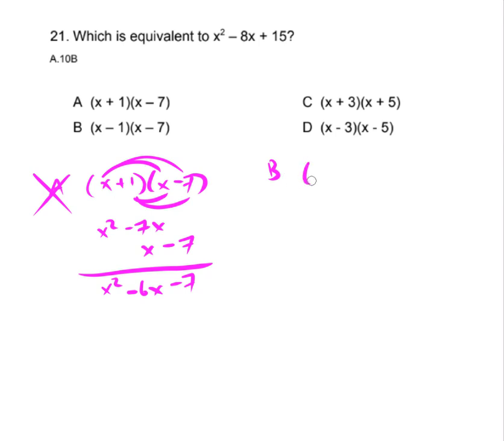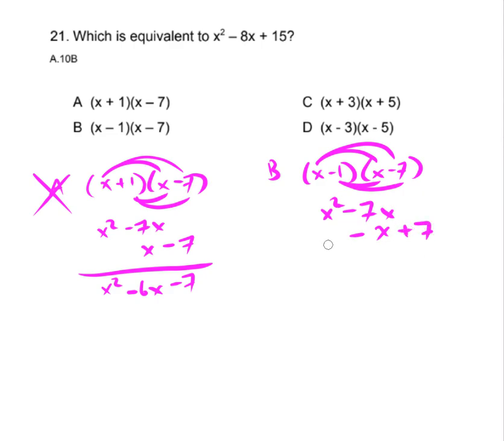B. So I get x minus 1 times x minus 7. In this case, I get x times x is x squared, minus 7x, minus x, and negative times a negative is a positive, so plus 7, right? I'm going to add all those together, and I get x squared minus 8x. This is promising, but plus 7. Oh, never mind. Promise is gone. So this one's also out because of this plus 7 here. This one was out for this and this, right? So let's go ahead and move on to C.